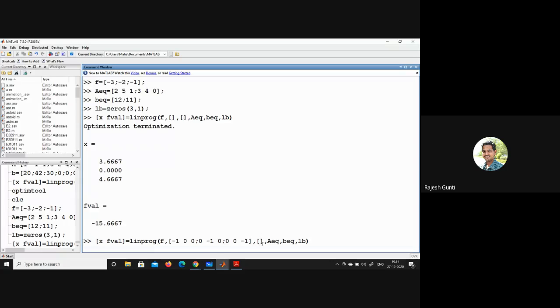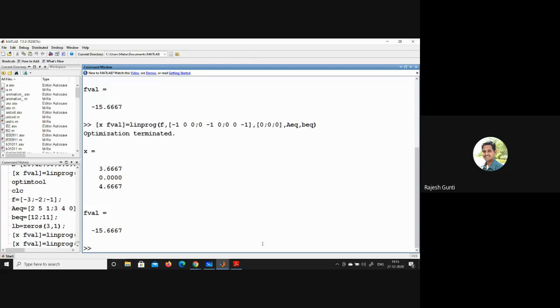What is capital B? Null matrix. Am I correct or not? Null matrix, right hand side. This LB I am writing here as 0 semicolon 0 semicolon 0. Here we have to remove LB. LB I am writing as AX is less than or equal to B. You will get the same answer. The previous answer is the same as the present answer.